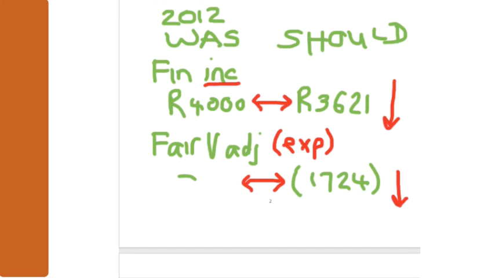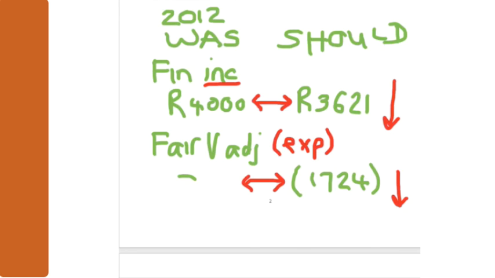So if we talk about the statement of profit or loss for 2012, what was done and what should have been done. What was done was that there was finance income recognized of 4,000 Rand. What should have been done is that there was finance income actually of 3,621. So when you compare the two amounts between what was done and should have been done, you would see that your finance income actually went down. That means if an income goes down, the profit for the year will go down.